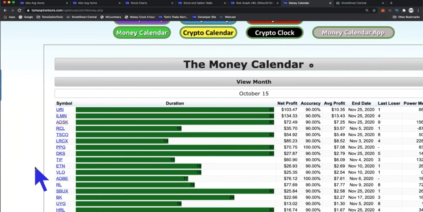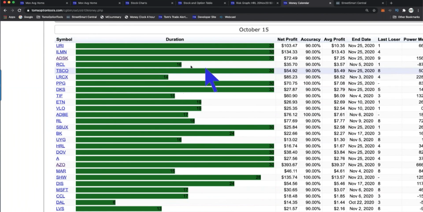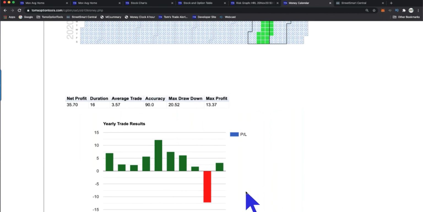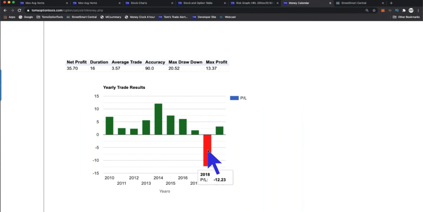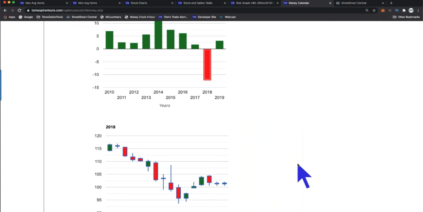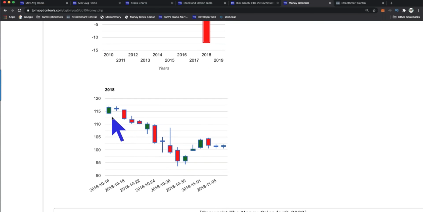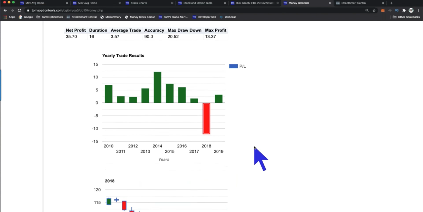All right, back to the day. Let's go look and see what we got here. Should I even look at Royal Caribbean? Why not? You know, this was one of those ones where, I mean, look what happened in 2018. It dropped $12.23, and that was not coronavirus. And that doesn't even look like it was an earnings now. It was just a drop down before it finally fizzled out.